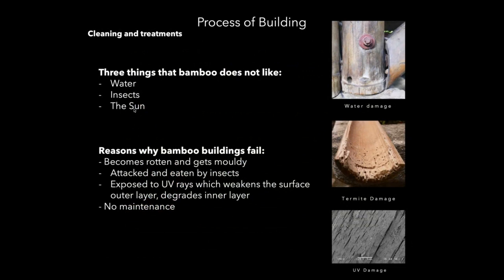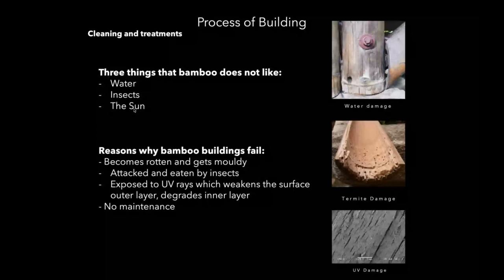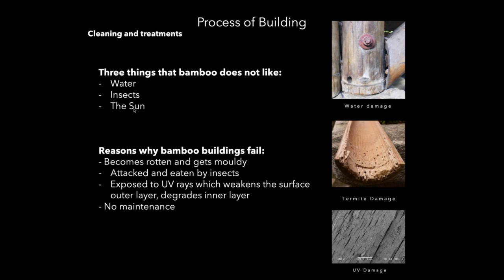So key things, bamboo does not like water, as in rainwater, insects, and the sun. And the reasons why they fail is because they get rotten quickly and they get moldy, they get attacked and eaten by insects, and they have a lot of UV damage. So, again, thinking about it, we are humans, we need to protect ourselves from water and the sun. It's the same. You're designing with a plant here. You've got to protect the material. So you have to treat it as if it was an actual living thing.